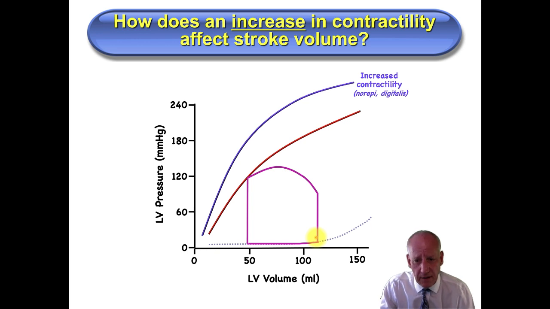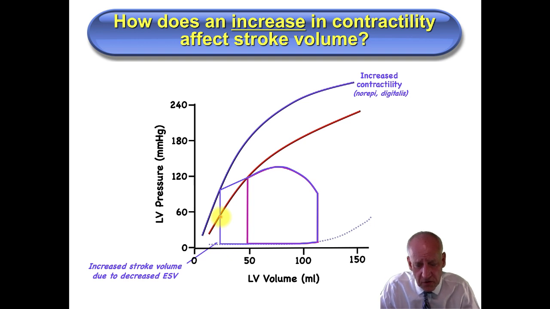Suppose we stimulate the sympathetic nerves that innervate the heart, or we expose them directly to the neurotransmitter norepinephrine. That will stimulate the working myocardial cells and cause them to develop more force at every given volume. And now when the ventricle contracts under the influence of norepinephrine, it will intersect the new ventricular function curve way back here. And now we'll see an increase in stroke volume due to a decrease in the end systolic volume. In other words, the ventricle will contract with greater force and vigor, and less blood will be left in the ventricle at the end of systole.